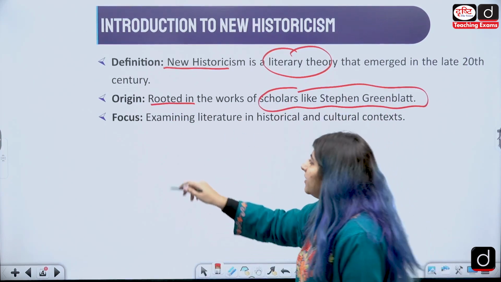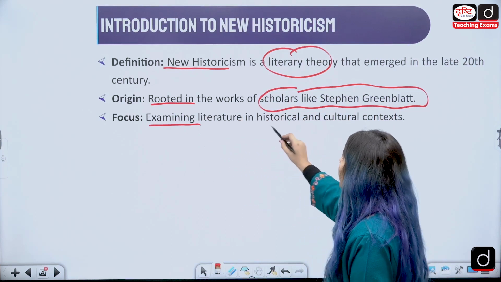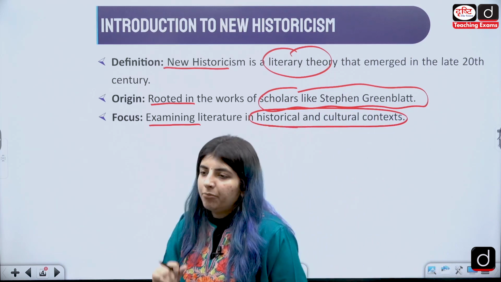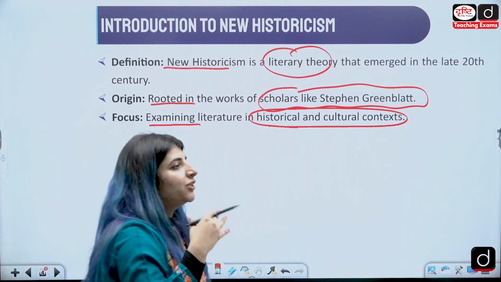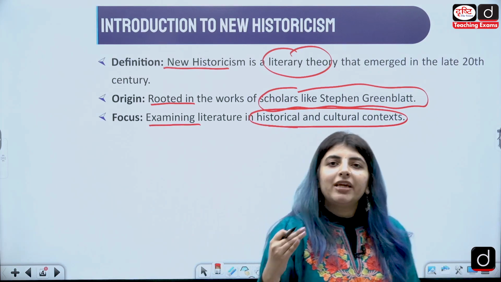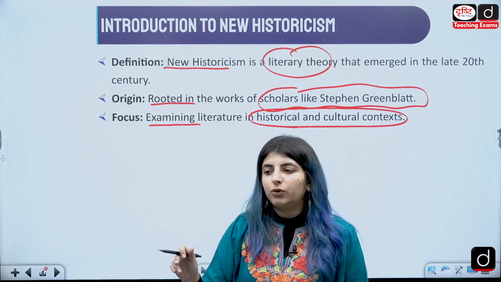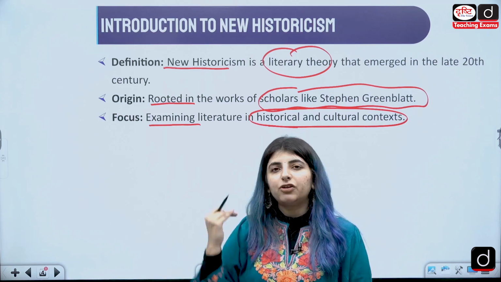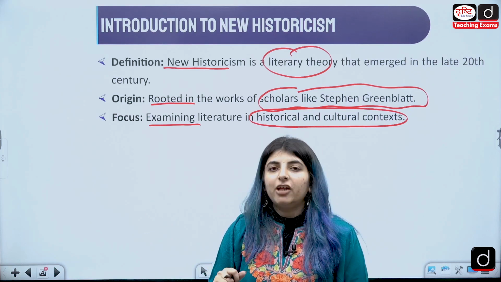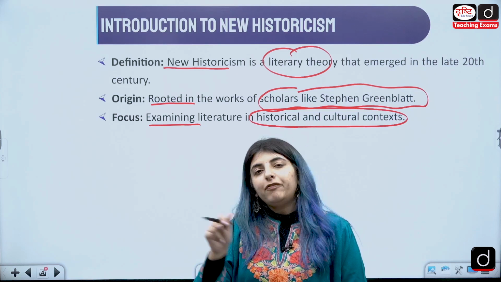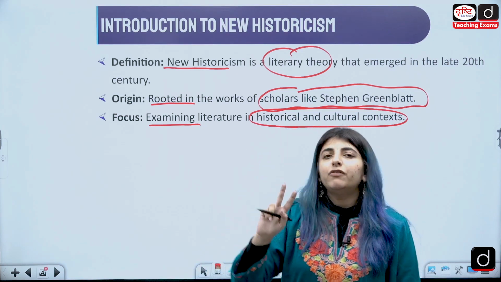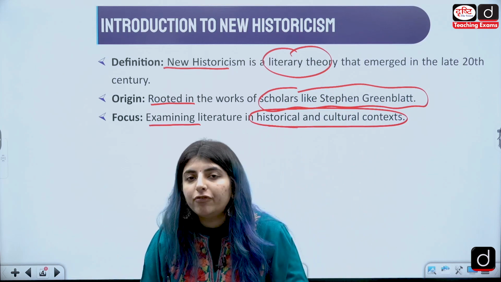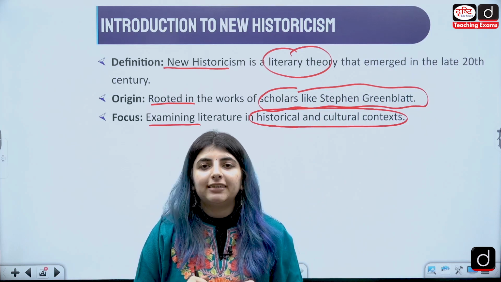What is the focus here? The focus is on examining literature in historical and cultural contexts. This is very important. Whenever we read any piece of literature, what do we majorly do? We place that piece of literature in its age. But are we also reading other pieces of literature from the same age to see if both works have similarities as far as the history or society of that century is concerned?